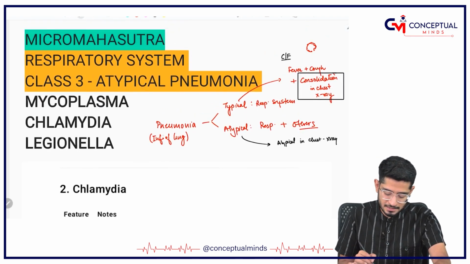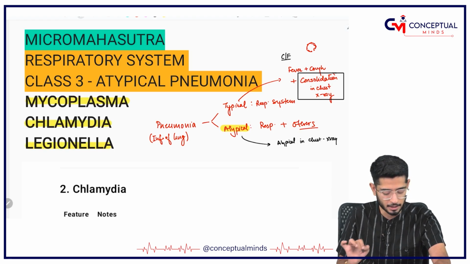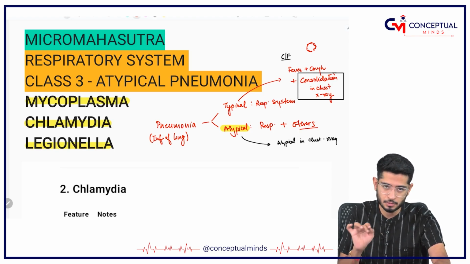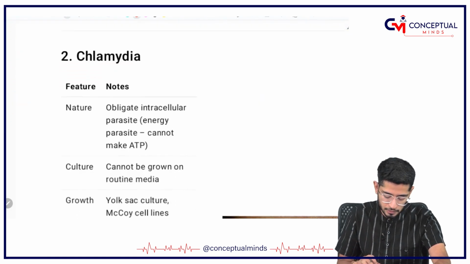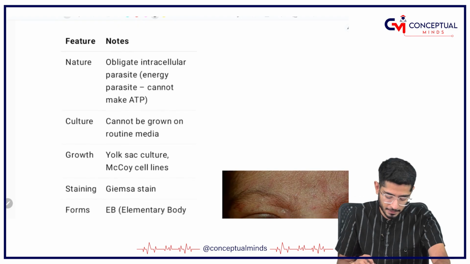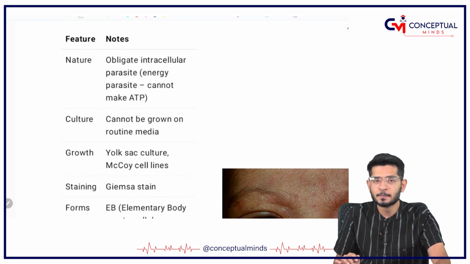So what are the organisms responsible for atypical pneumonia? These are Mycoplasma, Chlamydia and Legionella mainly. Otherwise, there are so many organisms doing that, but mainly you have got Mycoplasma, Chlamydia and Legionella. So first of all, we will discuss Chlamydia. Please ignore this numbering. Remember, Chlamydia is also called Chlamydia trachomatis, and there are multiple names of Chlamydia.